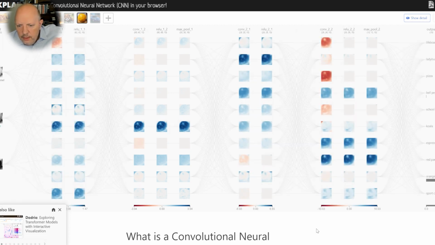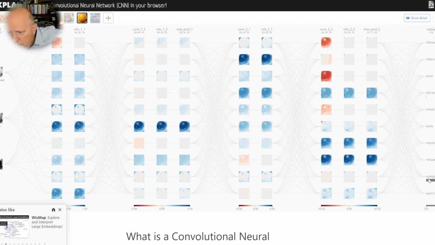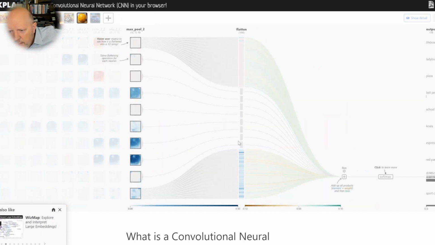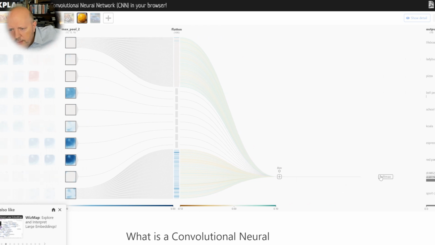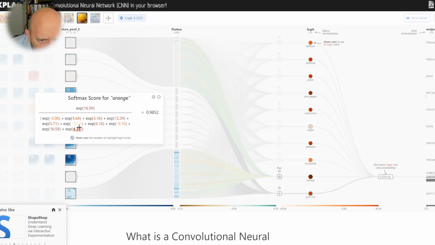And then at the end, with our fully connected layer, what are we looking at? An orange ball. Here's orange. We hit softmax here. While I may not know what each one of these are, okay, -29, I know that's not right.